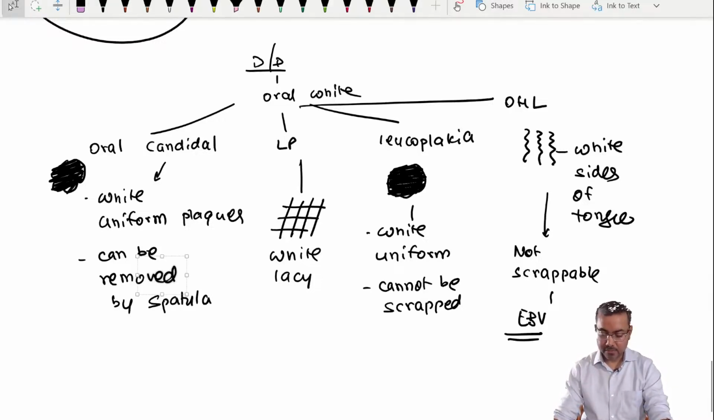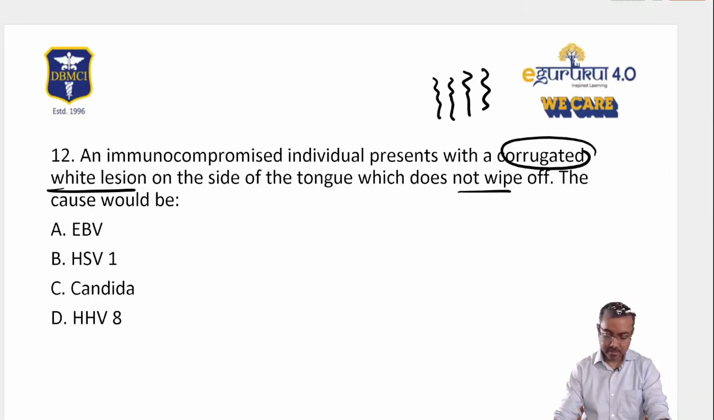I hope you got that. Four white areas in the mouth. So the answer would be EBV.